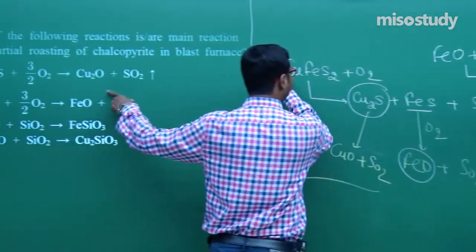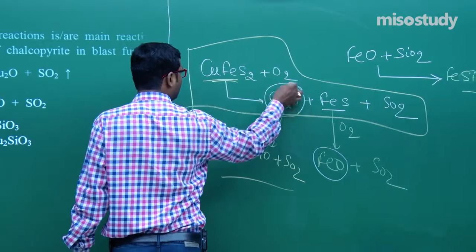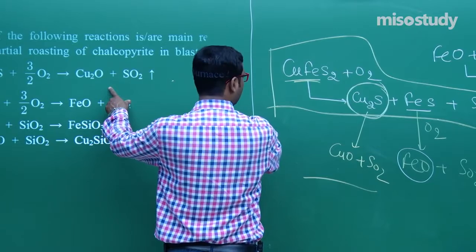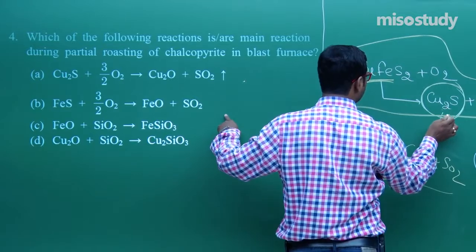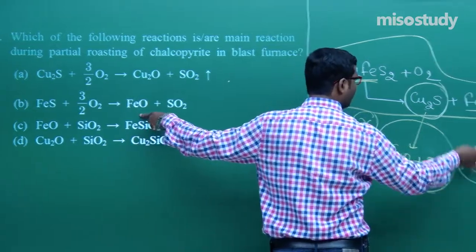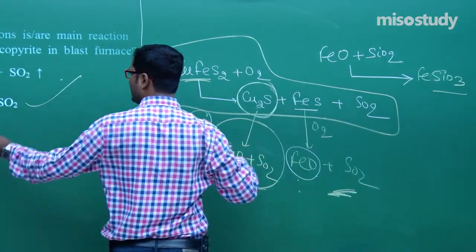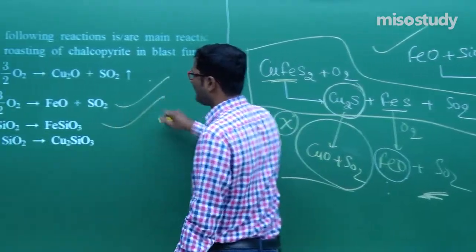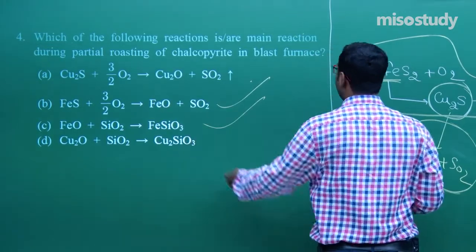Now check out the reactions in the options. First one, CuFeS2 plus O2. This is the reaction in the blast furnace, conversion into sulfide Cu2S. This is not involved in the reaction. Now the next one is not a suitable method for now. FeS converts to FeO plus SO2. Yes, this reaction is a correct option. Then removal of FeO plus SiO2, that is FeSiO3. So the best options are B and C.